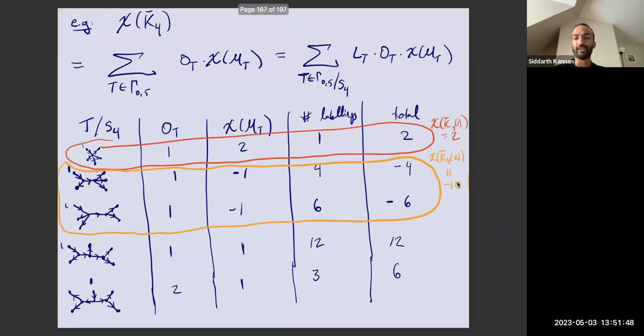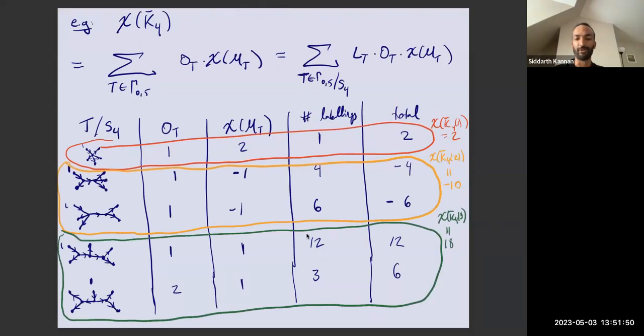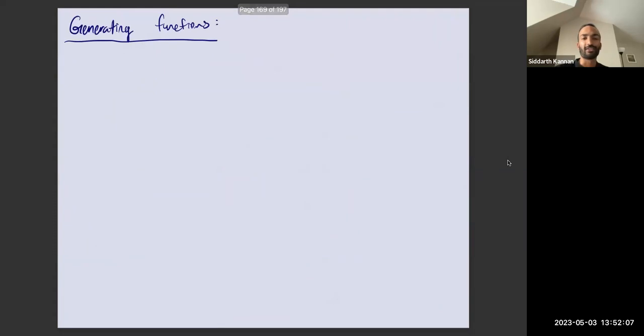So all I'm doing here is sorting the trees based on the number of internal vertices they have. So here I have 1 internal vertex, here I have 2, and here I have 3. And I have a contribution from each of those. And the sum gives me 10, I guess, as before. Okay, so now let's define some generating function.